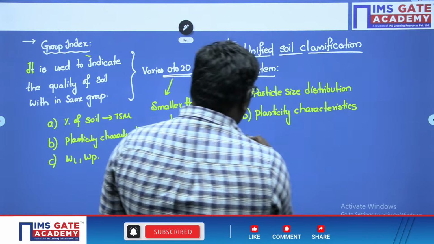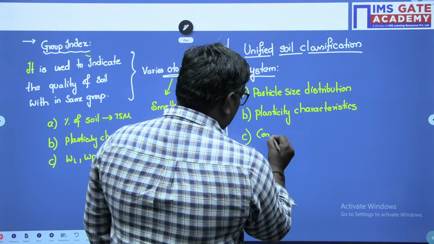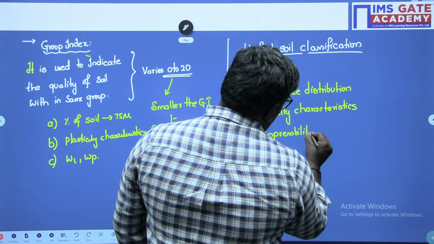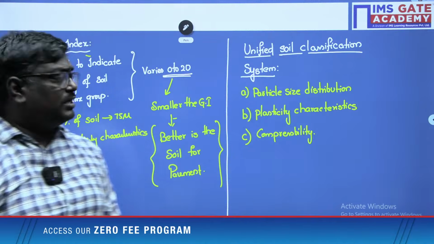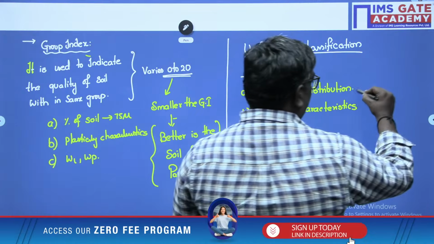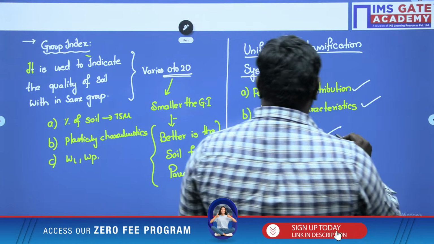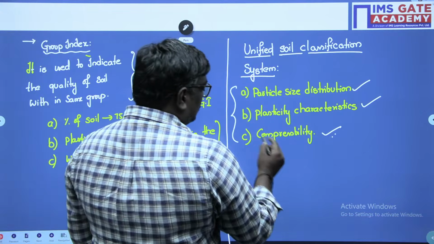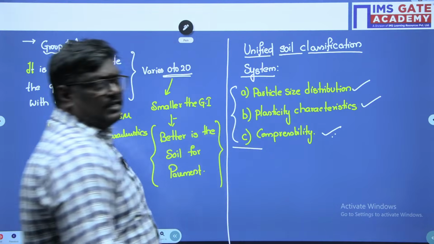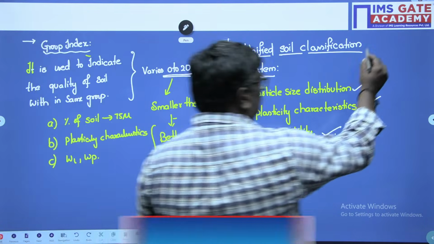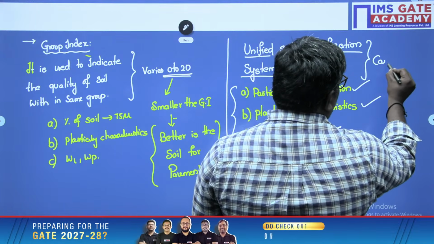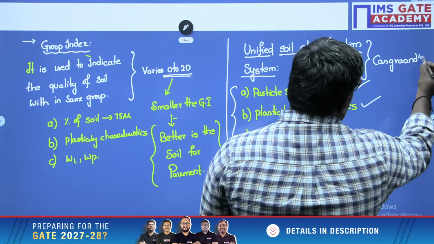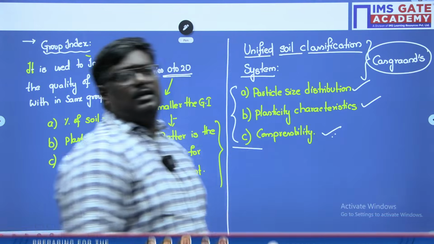And it depends upon compressibility. You should understand this, sir. So what do you have to understand? Unified soil classification depends upon plasticity characteristics, compressibility and particle size distribution. Based on this, the soil classification is done. And who discovered this system, if you ask me? Casagrande has discovered this system, sir.